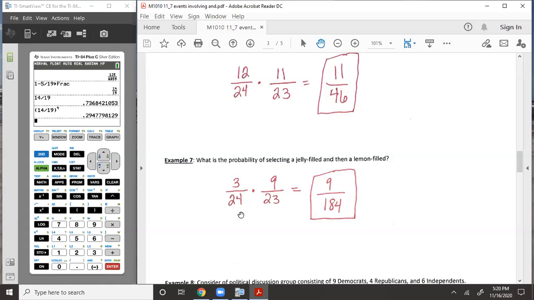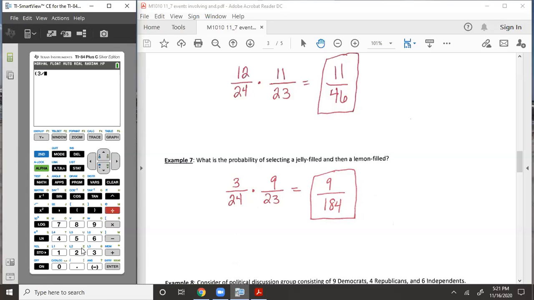So we're going to multiply the 2 probabilities, and we'll do this together on our calculator. Parenthesis, 3 over 24, in parentheses, times 9 over 23. Math, enter, and we get 9 over 184.